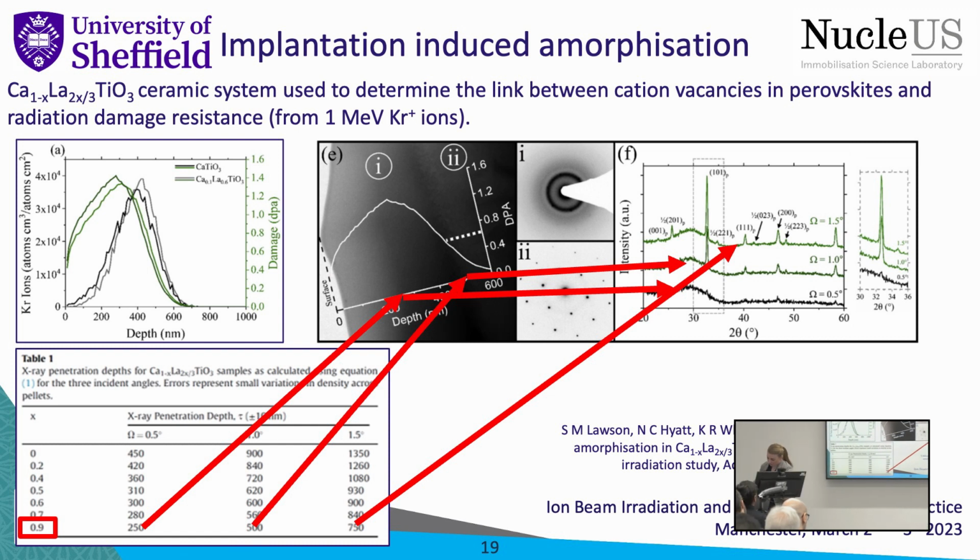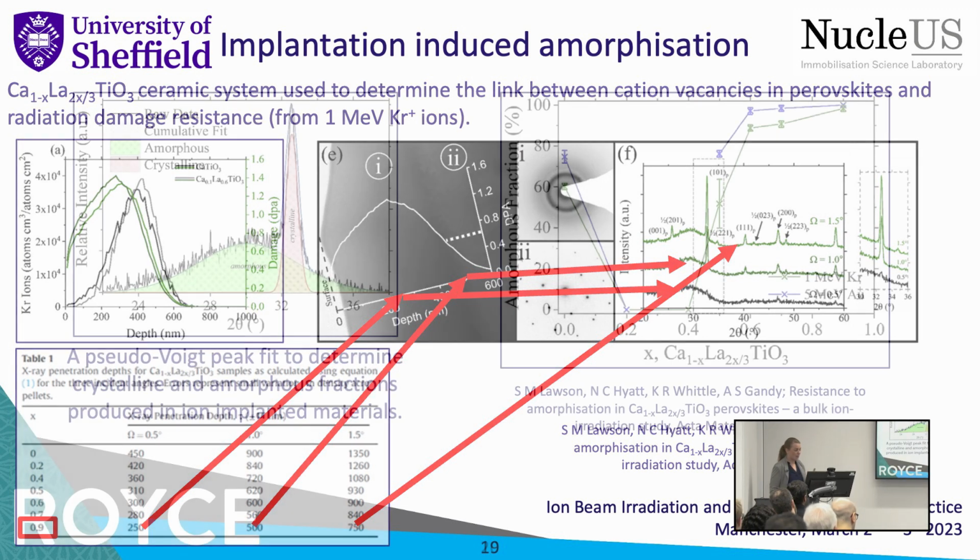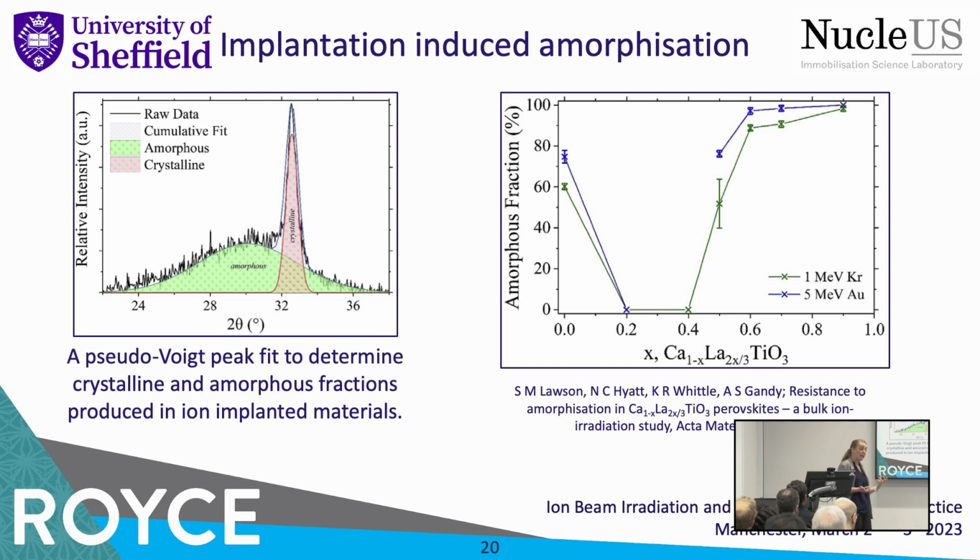But because of that, we're able to do some peak fitting of some of our crystalline peaks and the diffuse scatter that we see from our amorphous material. And we're able to calculate then the fraction of amorphous material that's being produced in our ceramic system. So this basically gives us a semi-quantitative way of looking at how much damage is produced in our material. And it allows us to do that without making loads and loads of cross-sectional TEM samples and doing lots of detailed TEM analysis.